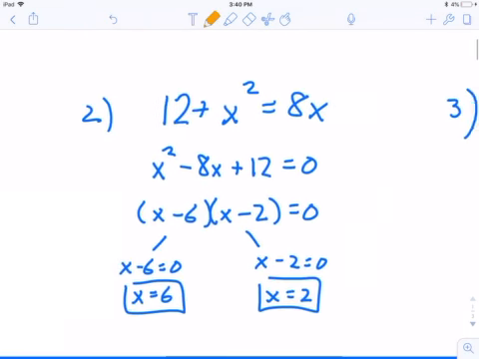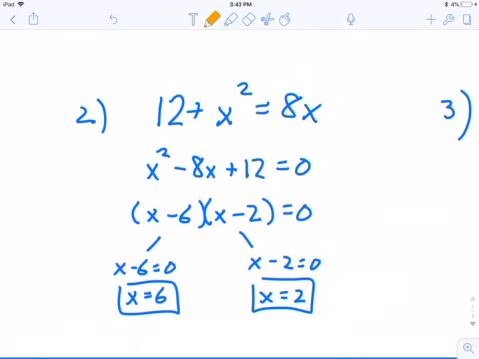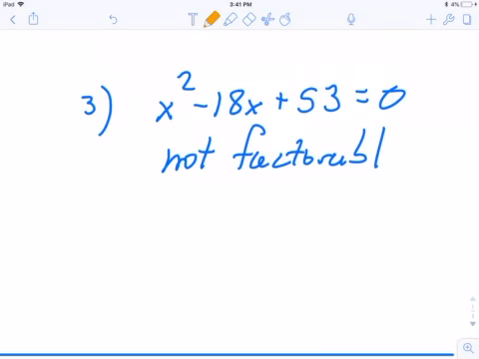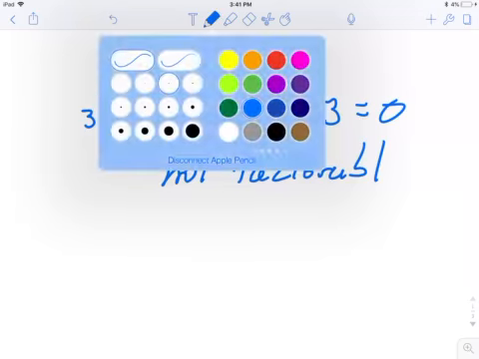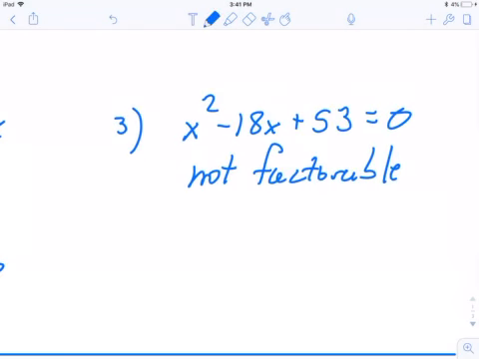Now for number 2, for this one we could not solve by taking square roots because we had an x squared term and also an x term. So we had to solve by factoring here. So once we put it in standard form, we factored it and then did the zero factor property and solved the 2 different values. Number 3, this also can only be solved by factoring, but it's not factorable. There's no 2 numbers that multiply to get 53, but add to get negative 18.